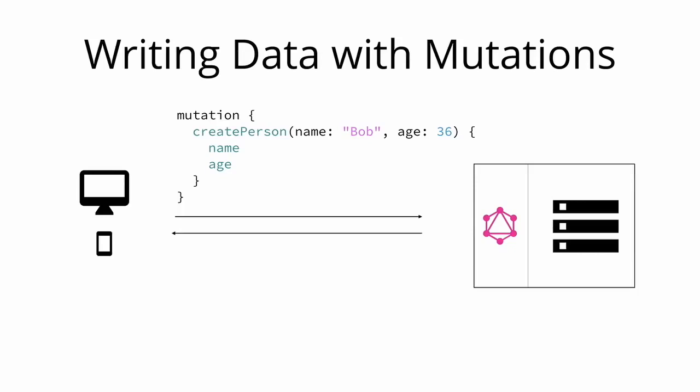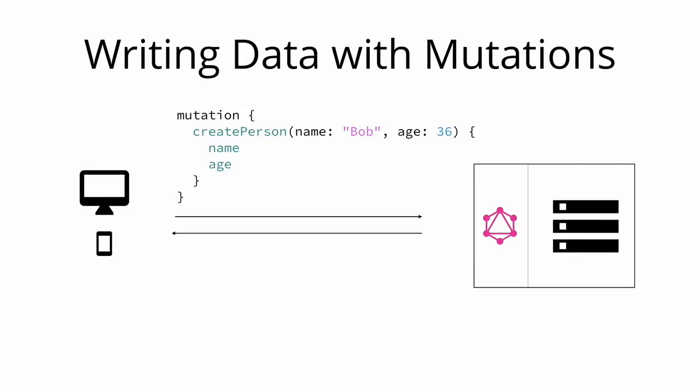Notice that similar to the query that we wrote before, the mutation also has a root field. In this case, the root field is called createPerson. We also already learned about the concept of arguments for fields. In this case, the createPerson field takes two arguments that specify the new person's name and age.